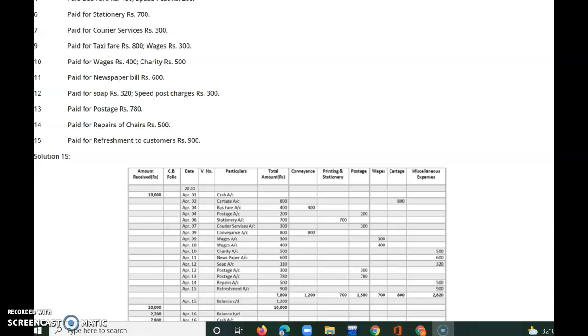Then speed post charges, rupees 300. We had paid speed post charges, and we already have a column for postage. We will write over here in the postage column 300, and in the total amount column 300. Paid for postage again, 780. In the postage column 780, and in the total amount column 780.